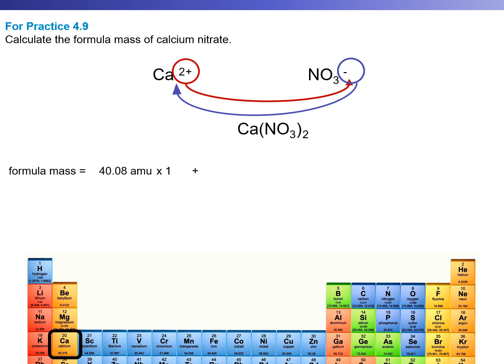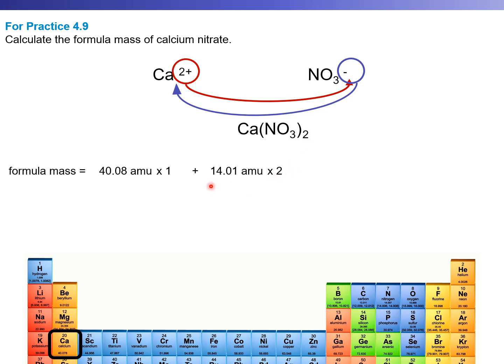All right, and then to that we're going to add the number of nitrogens, and nitrogen is located over here, right there. And its atomic mass is 14.01. This is actually from the textbook. And we're going to have 2 of those. Now, I know there's only 1 here, but remember, we've got 1 in our formula for nitrate, but we have 2 nitrates, so we have to multiply that by 2. So that's where I'm getting that 2 from.